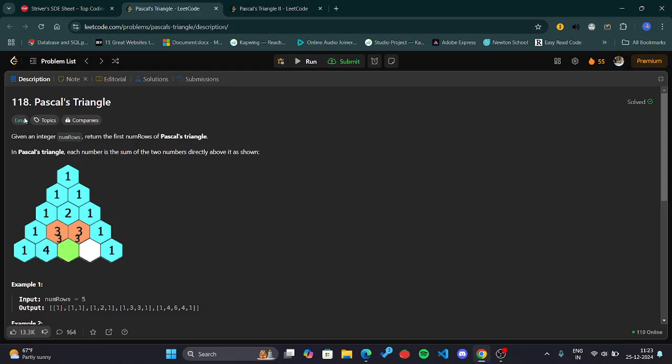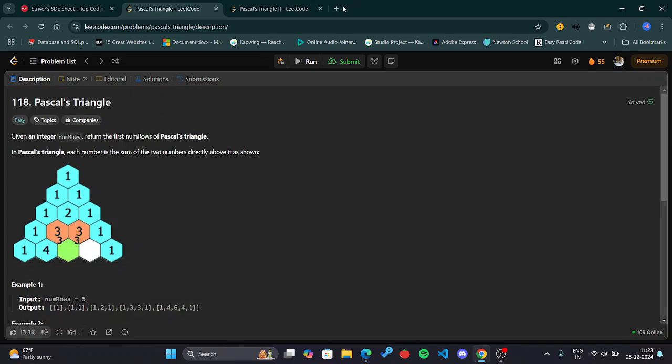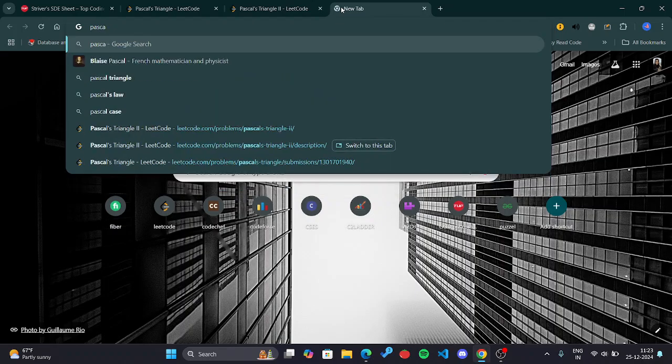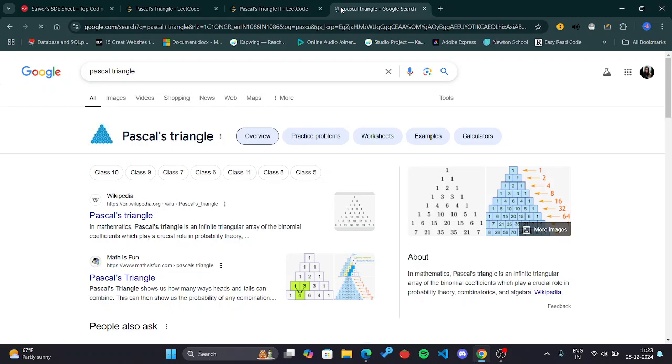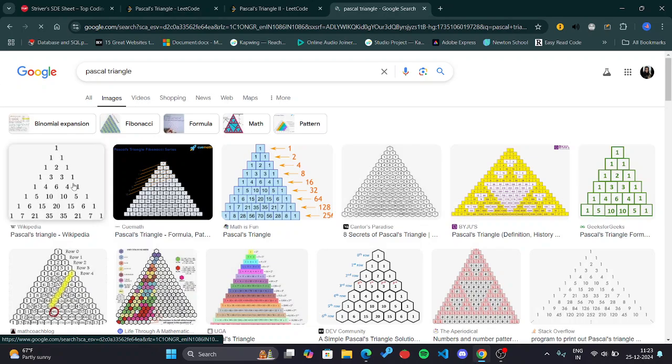Let's read out the question at first. This question is very simple, you can solve it by brute force itself. So, Pascal's triangle. Given an integer numRows, return the first numRows of Pascal's triangle. What is a Pascal's triangle? If you Google, this is what it actually looks like.